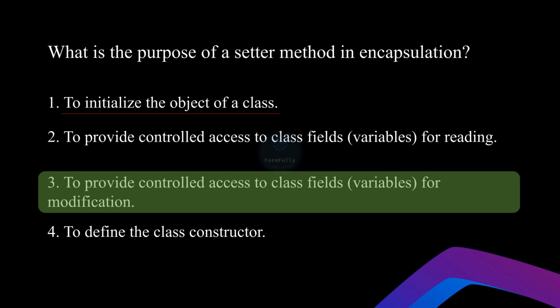Option A is incorrect because initializing the object is not the primary purpose of a setter. Option B is incorrect as that's the purpose of a getter, not a setter. Option 4 is incorrect as defining the class constructor is a different concept. So option 3 is correct.